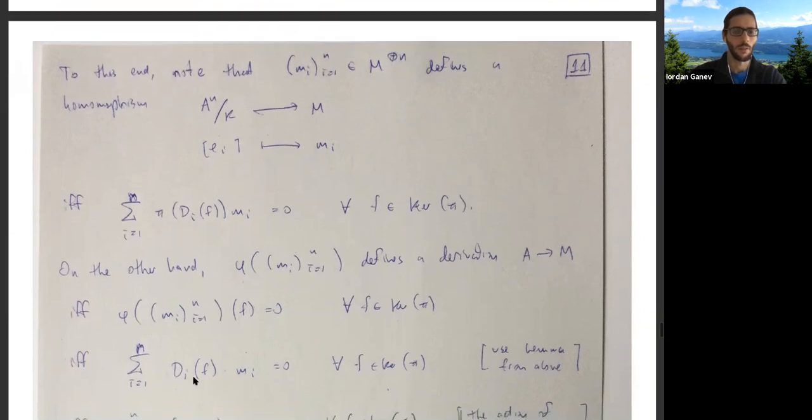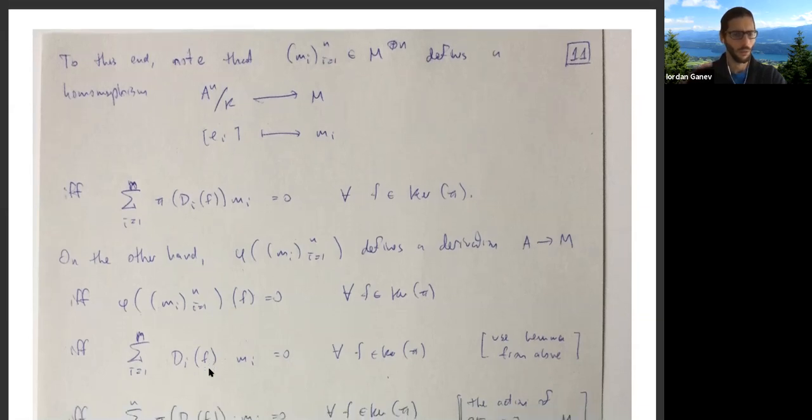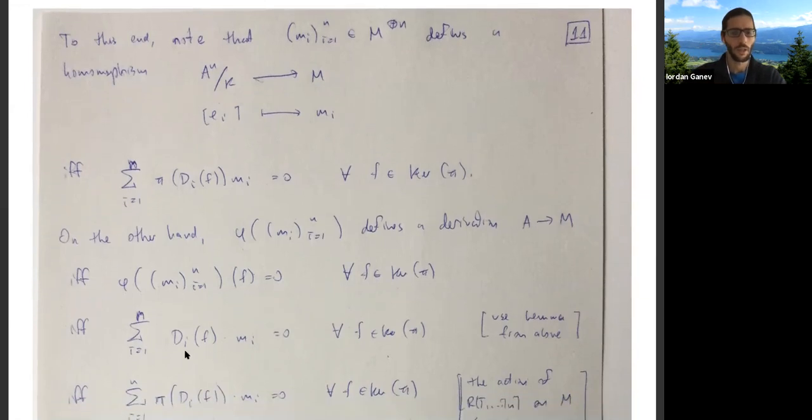So the definition of this phi means that the partial derivatives of f acting on m sub i are 0 for all the f's in the kernel. So you can go back and think through this, or you can think directly why this should be the case. And then it's just a matter of notation here.